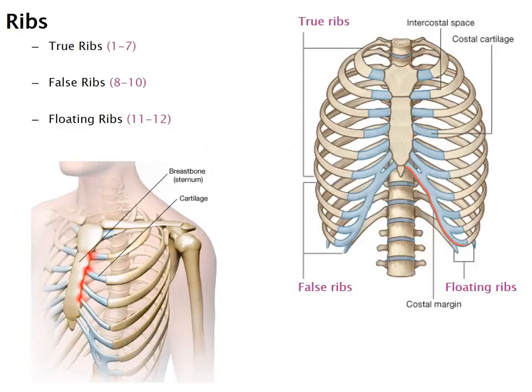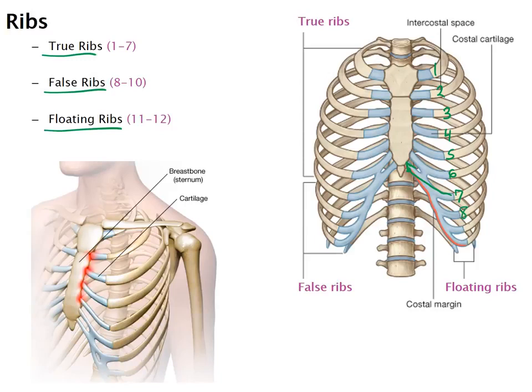The 12 pairs of ribs form the contours of the thoracic cage. Ribs are classified into one of three types. There are true ribs, false ribs, and floating ribs. The costal cartilages of true ribs articulate with the sternum directly. Ribs 1 through 7 are considered to be true ribs. Here you see the costal cartilage of rib 7 articulating directly with the sternum at the xiphosternal joint.